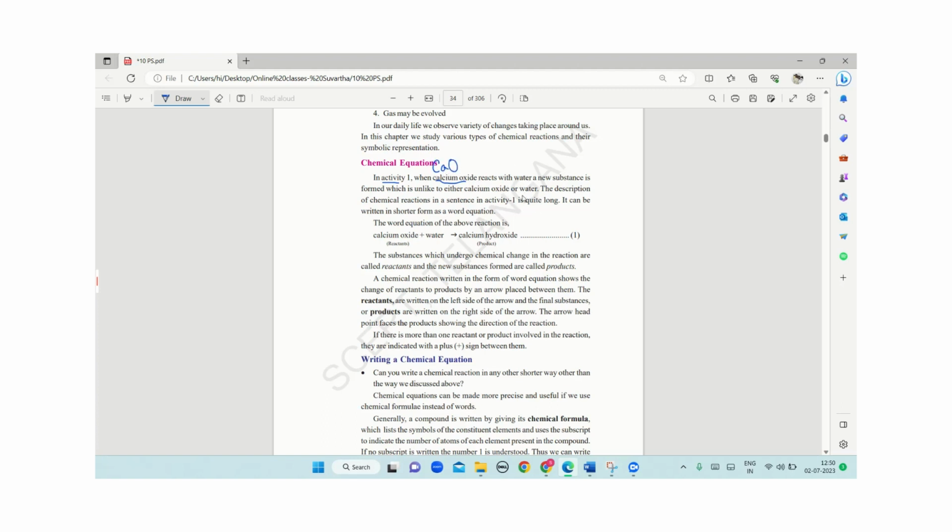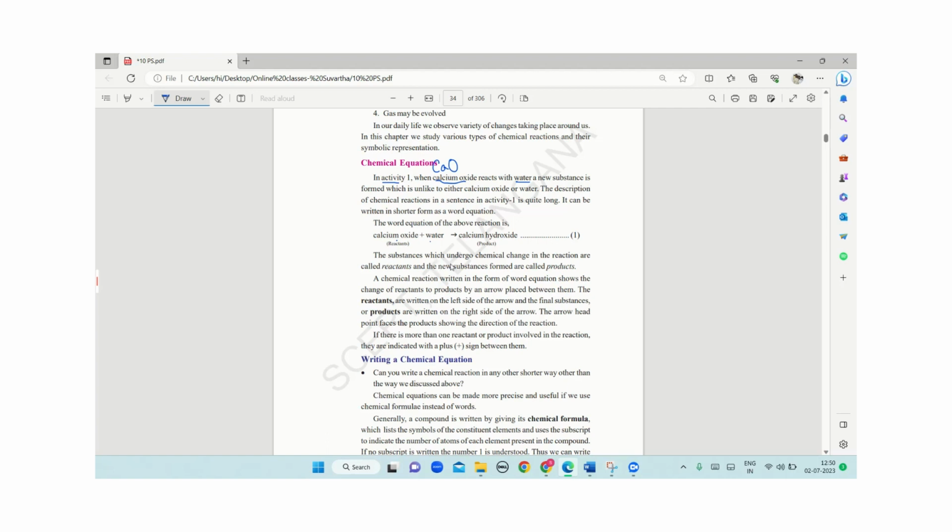We are just learning how to write a chemical equation, right? So in the first activity we are recapping. Calcium oxide is reacting with water and a new substance is formed. The new substance that is formed is calcium hydroxide. So calcium oxide is called a reactant, right? Underline this. These are all for objective bits.